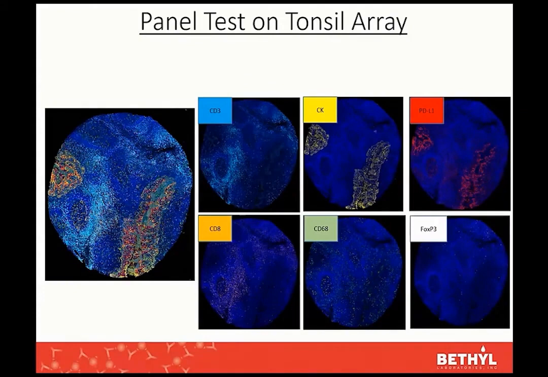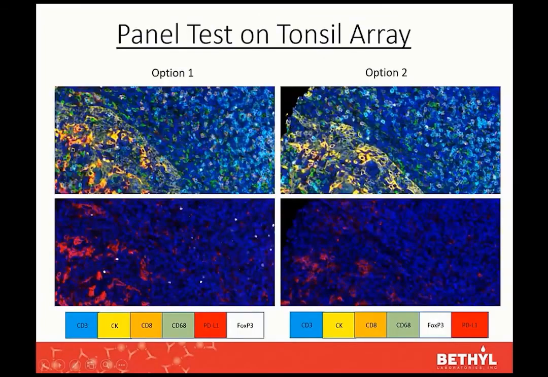For example, we can see the T cells. We can see the CD8 is a subset of CD3 as expected. We can see that we have correct expression of the other markers. So this is a zoomed in view. This is 20x.